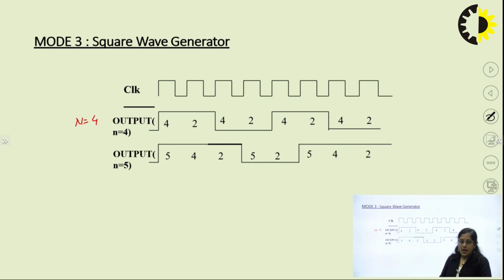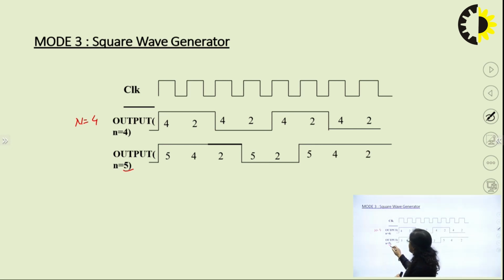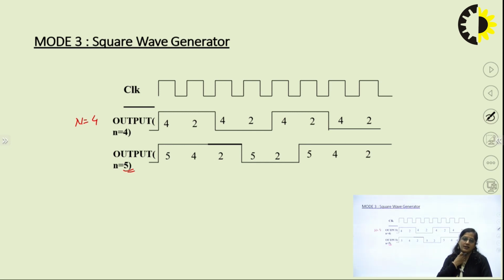But if the count value we are loading is odd, as in the second example, 5, then dividing it gives 2.5. Rounding, for 3 clock cycles the output will be high, and for 2 clock cycles the output will be low. So if N is odd, it is not a true square wave; it is a rectangular pulse, because the on and off periods are not the same. So if we have to generate a square wave, our count value must be even. That is the mandatory requirement.